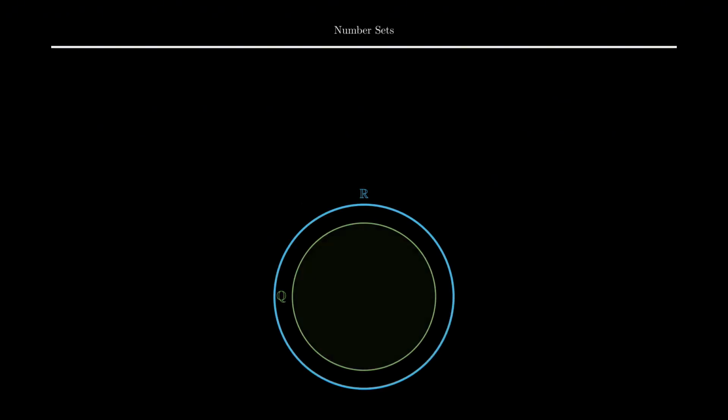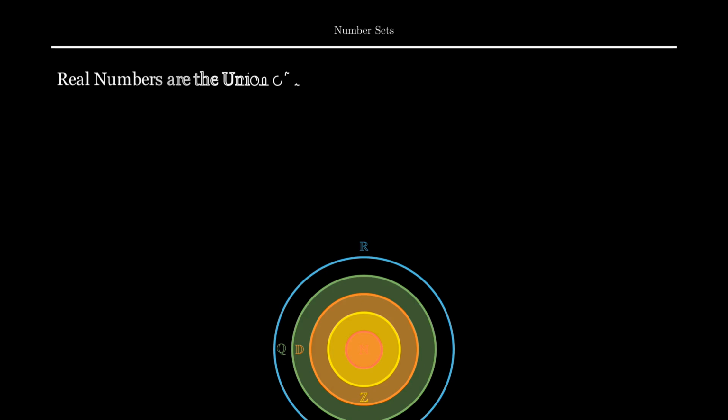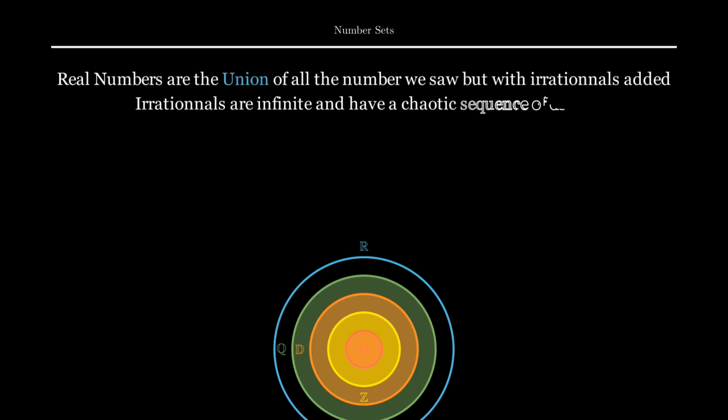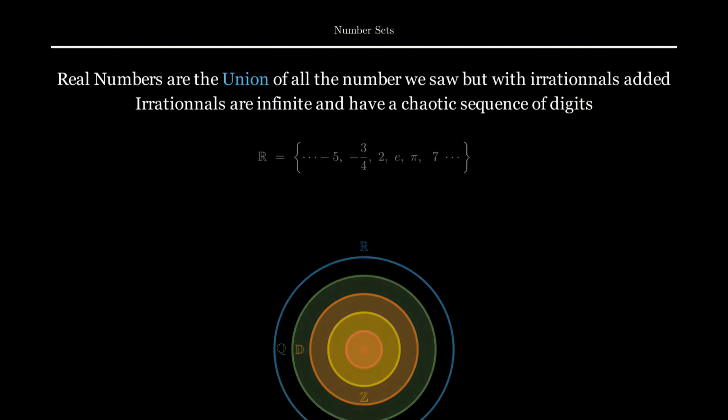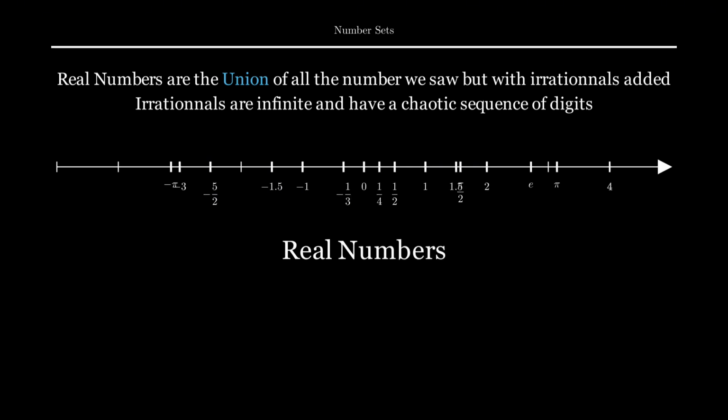And now, last but not least, we have the biggest set possible, the real set. The real set is the union of all the sets we saw previously, but with irrationals added. Irrationals are infinite and have a chaotic sequence of digits. You probably know one of them because pi, the most popular number, is an irrational number.